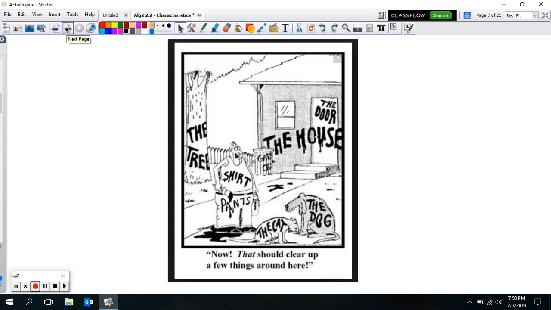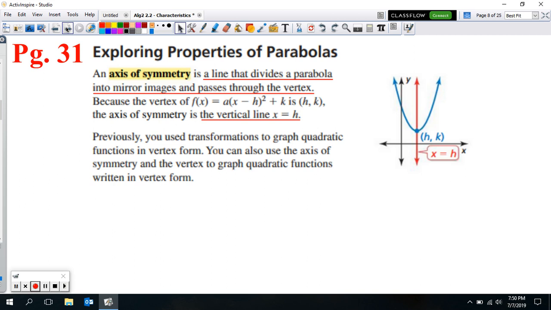Alright, as we go into our vocabulary, page 31, you want to take a look right there and see it says axis of symmetry. So you know what a quadratic function looks like on the graph. It's the parabola, the U-shaped graph here. The axis of symmetry would be a straight vertical line going right through the center, cutting this parabola into two equal halves. So you want to write down it's a line that divides a parabola into mirror images and passes through the vertex.